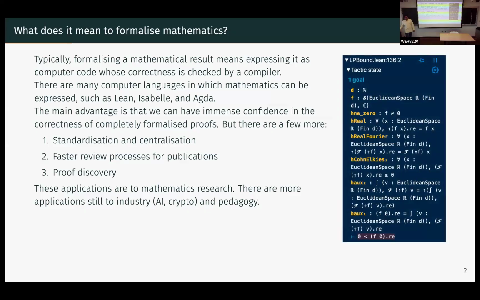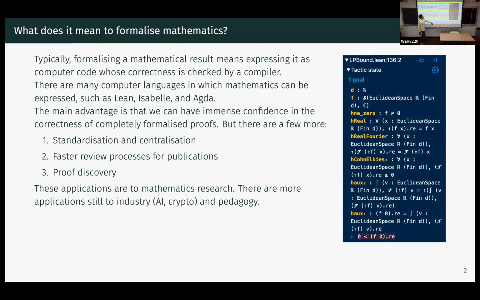And as an example, in Lean, you always have this thing on the right called the info view, which gives you a tactic state. That's what it says here on top, tactic state. It tells you what variables you have and what your goal is. And this exact tactic state does appear in a proof in my project. This is a screenshot from VS Code.